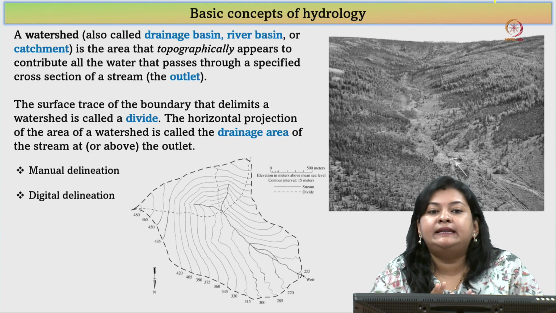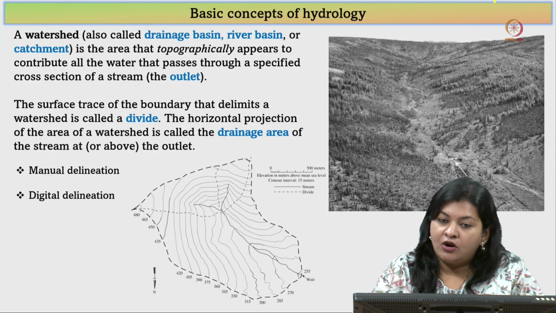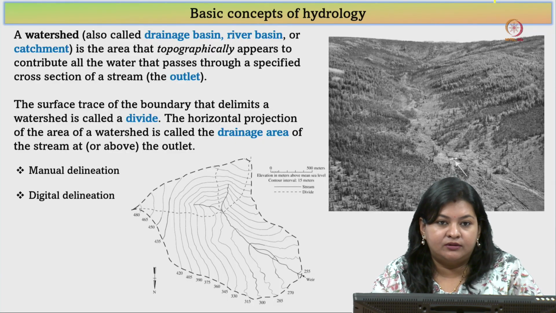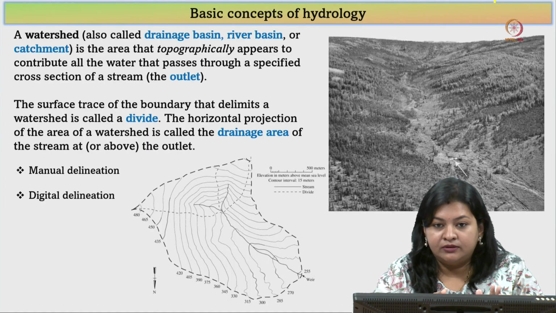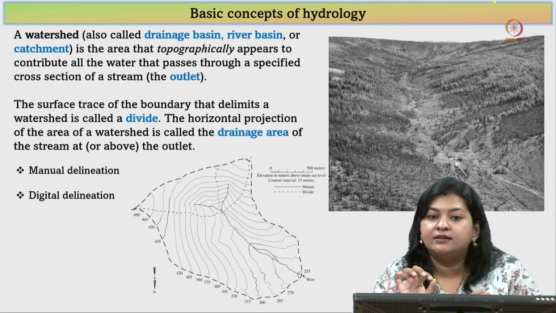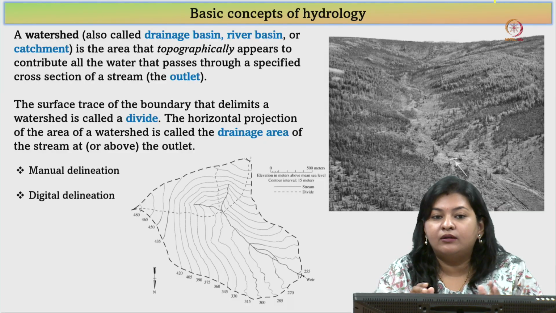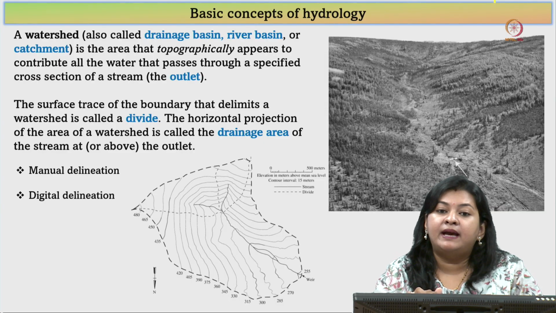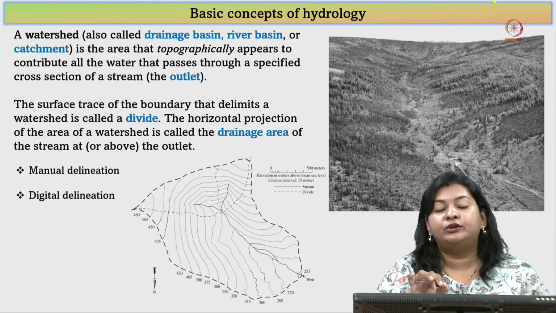Now, how do we delineate this? How do we know what proportion of land falls into a particular catchment or does not fall into a particular catchment? Okay. This surface area that delimits this boundary is called a divide. Okay. It is given this term called divide. And how do we know, so this is done by following the contour line. So, how do we do it topographically?